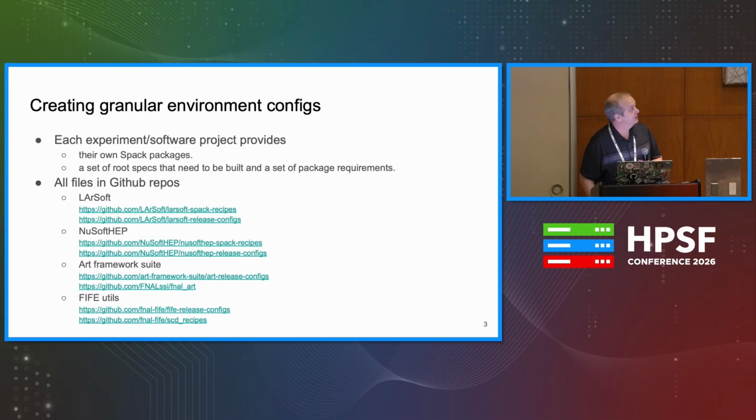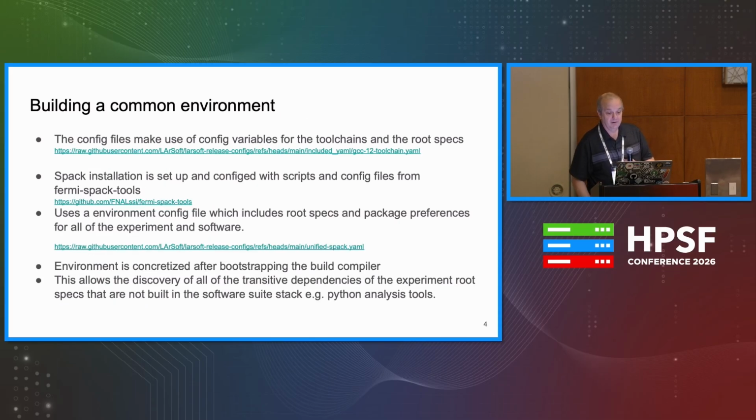So we are trying to create granular environment configs so that we maintain our part and they maintain their part. So each of the experiments and software projects have their own Spack packages repo for things that are very, very specific to us. And we also have them provide a set of root specs that need to be built and a set of package requirements. And so here, these are the ones that are in our control, and I'll move on from there.